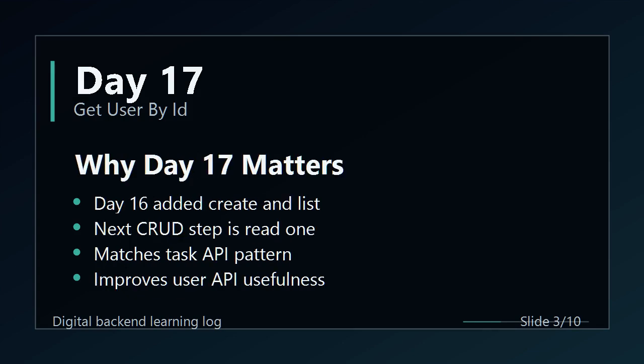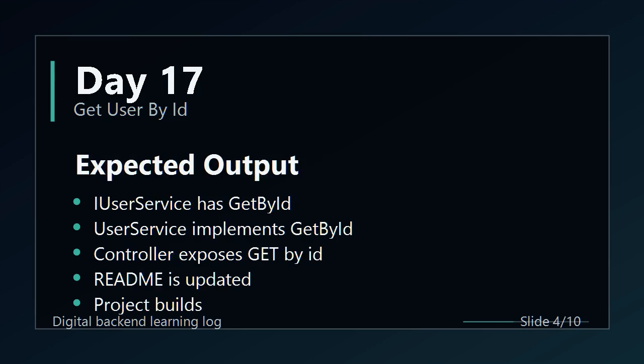Day 16 added create user and get all users. The next normal CRUD step is reading one user by ID, using the same pattern already used for tasks. By the end of today, IUserService should have GetById, UserService should implement it, users controller should expose the endpoint, README should be updated, and the project should build.